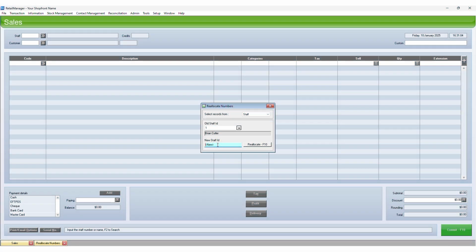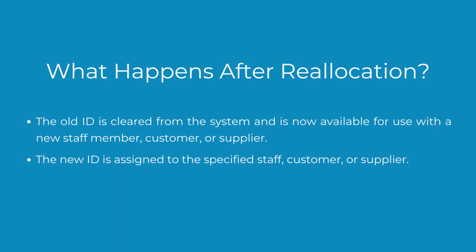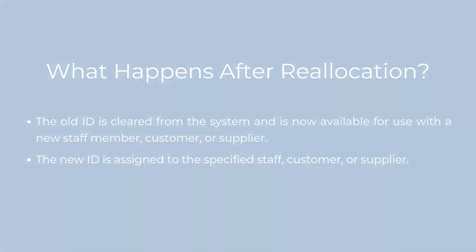Once the old and new IDs are entered, click Reallocate, or press F10 to confirm the reallocation. What happens after reallocation? The old ID is cleared from the system and is now available for use with a new staff member, customer, or supplier. The new ID is assigned to the specified staff, customer, or supplier.